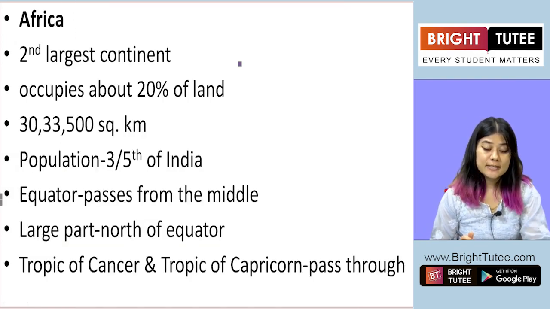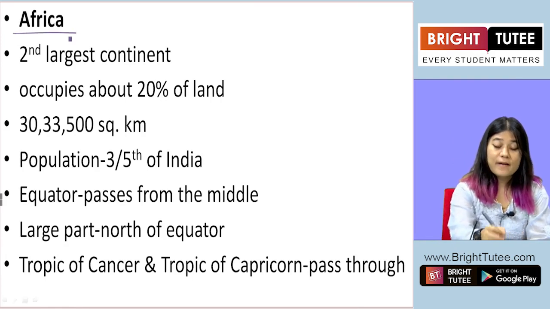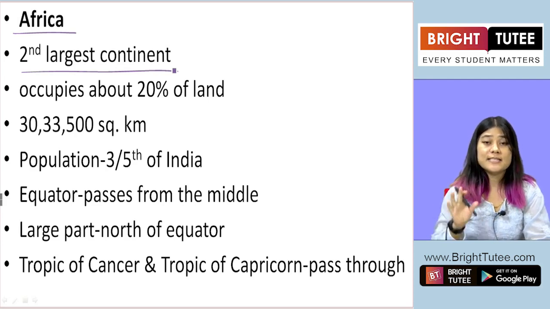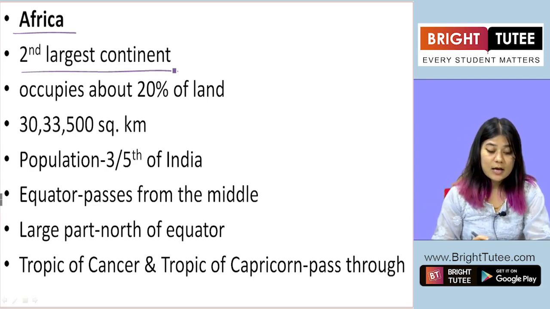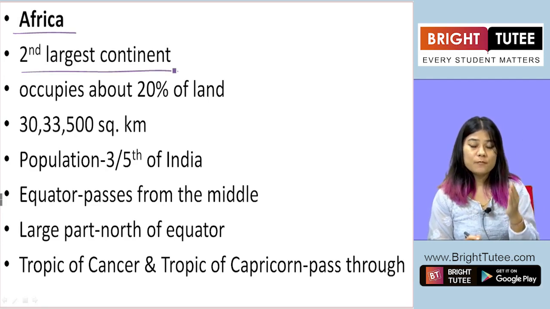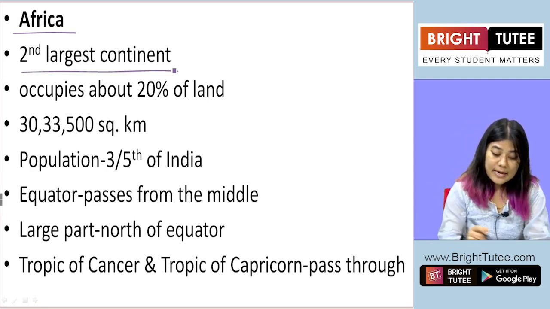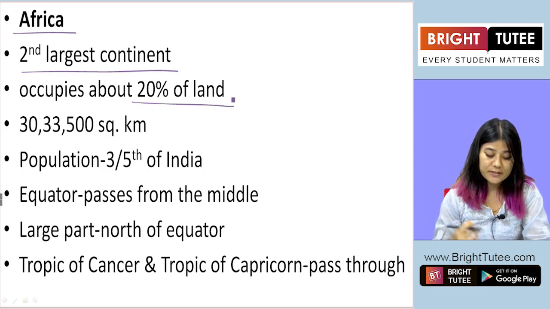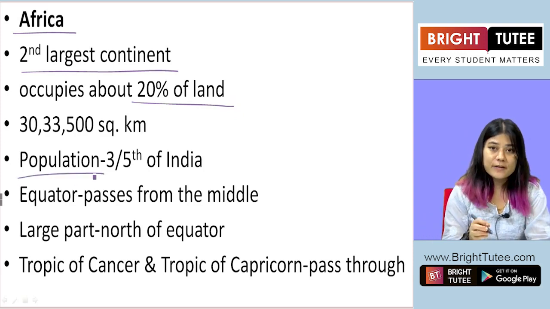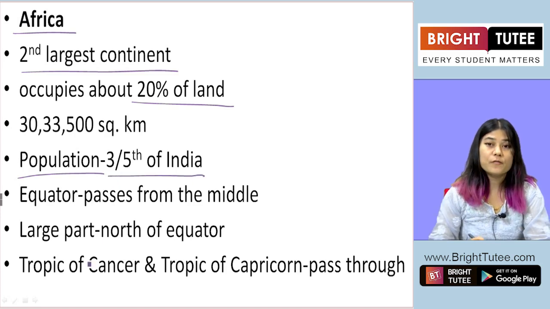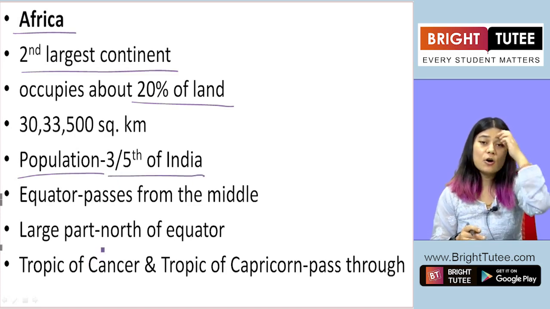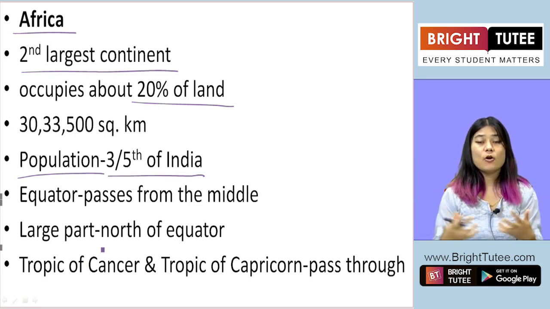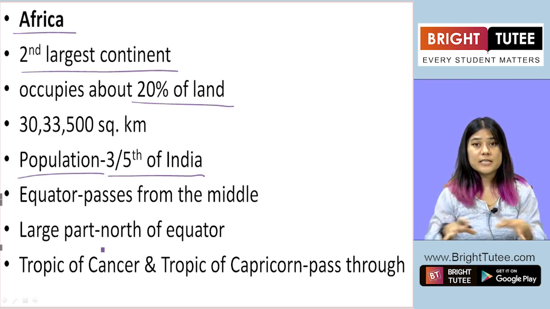Now, the next continent that we are going to look at is that of Africa. Now, Africa is the second largest continent among the 7 continents in the world. Okay, so Africa is second from Asia. Okay, it occupies about 20% of the total land on Earth's surface. Okay, the population of Africa is 3/5 of India. So its population is not very much. The area that the continent of Africa covers is very large.